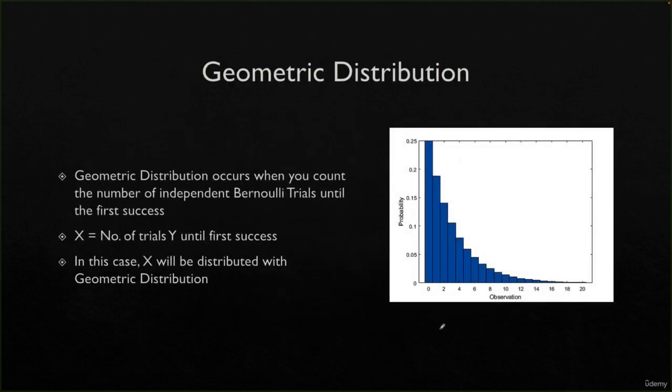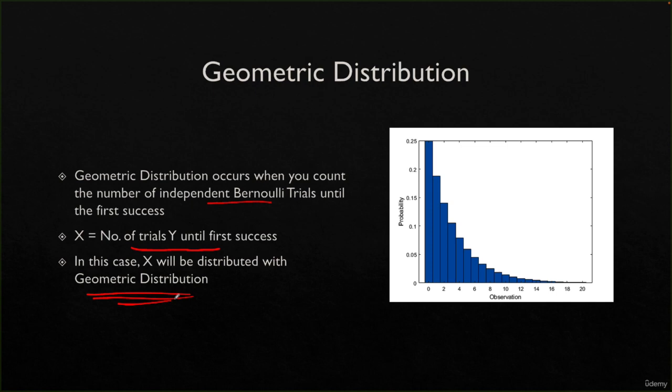Now, apart from the binomial distribution, we have something called the geometric distribution. This geometric distribution occurs when you count the number of independent Bernoulli trials until the first success. Here, X is equal to the number of trials Y until the first success. In this scenario, X will be distributed with a geometric distribution. These are the two major discrete random variable distribution functions.